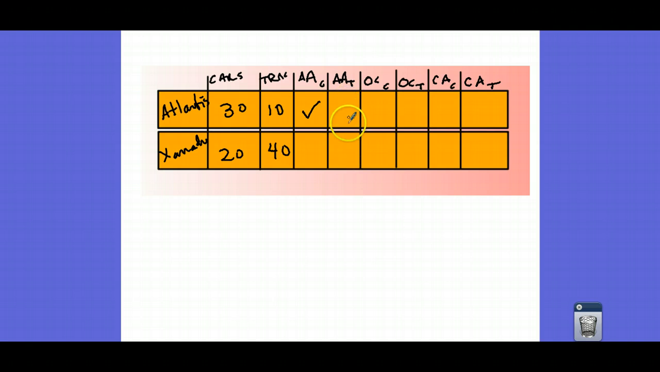We're going to do the same thing with tractors. Who has the absolute advantage in tractors? Xanadu does, because they can produce 4 times as many tractors as Atlantis can with the same resources.